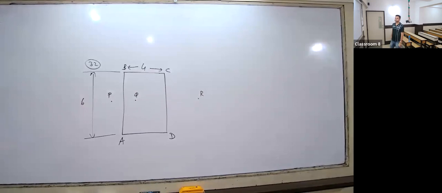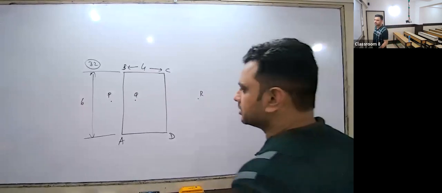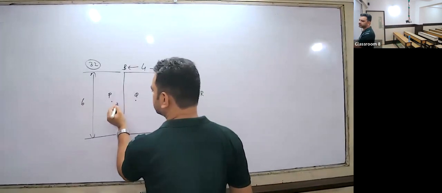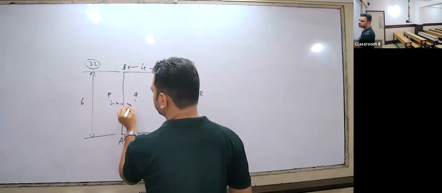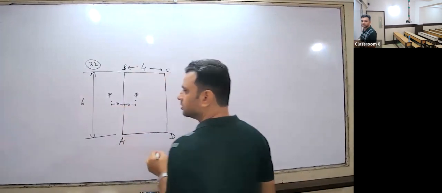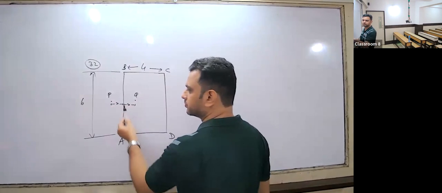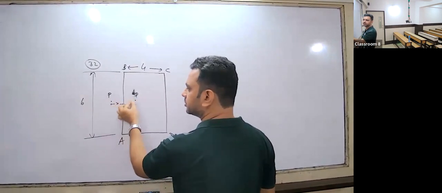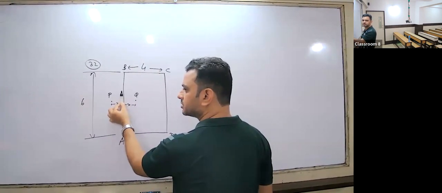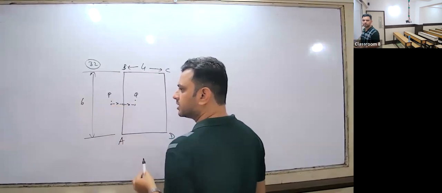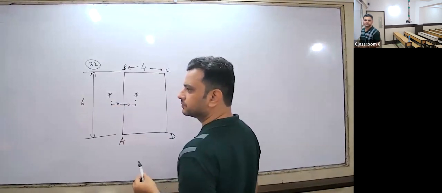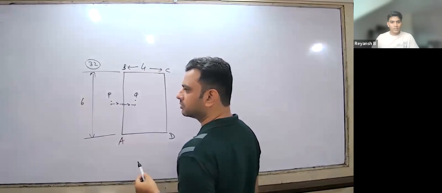Not getting it? No. See, if this is an image, can I say this is X? So this is also X. This is the mirror image of P and Q. P and Q are mirror images. So this would be at equal distance. It's a mirror image.